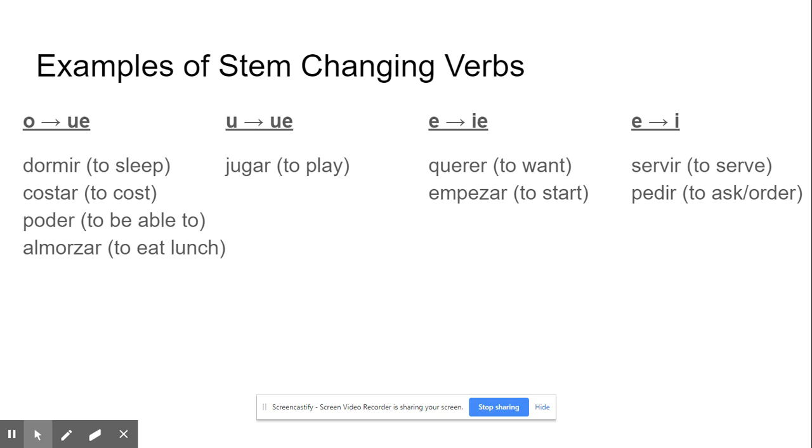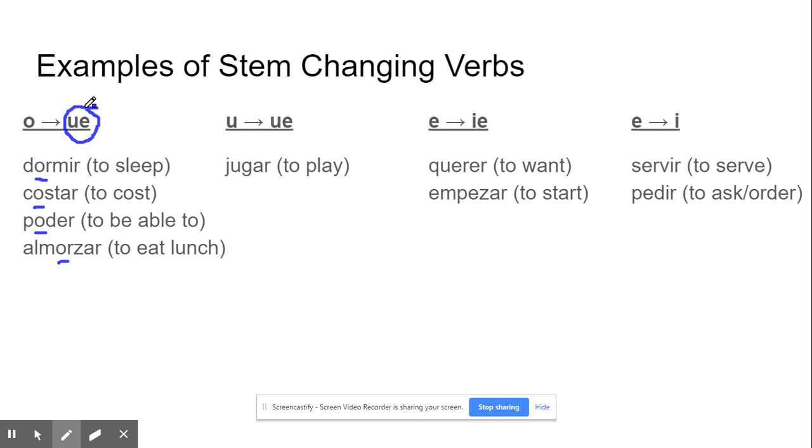And here's a couple examples of verbs that change in each kind of change. There's a lot more in all of these rows in these 4 lists, but these are the verbs that we'll be practicing with over the next couple of weeks. So words that we'll be using for O to UE stem changers are dormir, costar, poder, and almorzar. As you can see, all of those have O's. Dormir, costar, poder, almorzar. So the O's change to UEs in yo form, tu form, él, ella, usted form, and ellos, ellas, ustedes form.